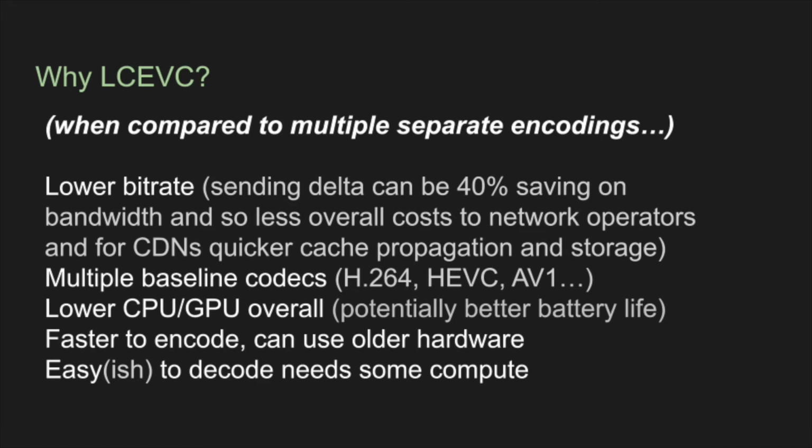So why would you want to do that? Well, if you compare multiple encodings, you end up with a lower bit rate. Savings can be around about 40%, and that's a saving to network operators and also CDN providers. Multiple baselines can also be used, so you get H.264, HEVC, and AV1, which you may already have hardware encoders for, and lower CPU, GPU overall, which means better battery life potentially, and it's faster to encode, and you can use existing hardware you already have. Also, it's pretty easy to decode, needs a bit more compute.